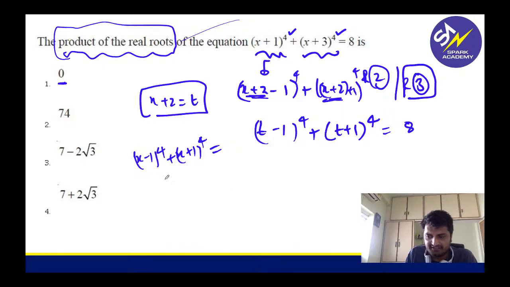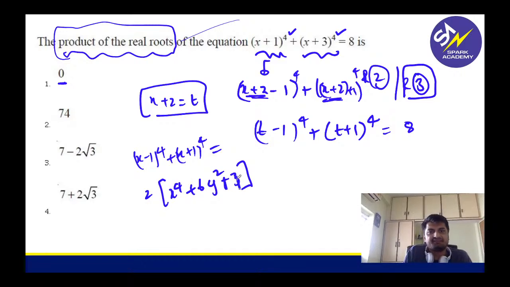So this part I think you will get as 2 times (x power 4 plus 6y square plus 1). Yeah, it should be plus 1. This is what you need to get. So you need to know this formula as well, or if you don't know, you have to solve it in rough.